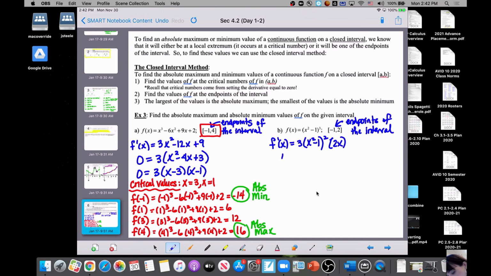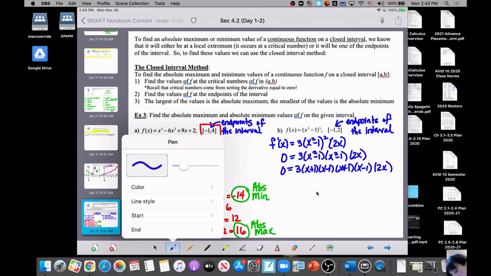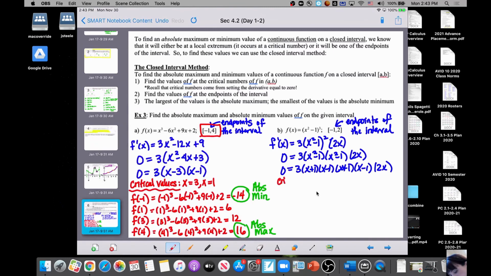And I want to know where this is equal to 0. Don't multiply it out. That's just more work for you. X squared minus 1 squared, keep in mind, is x squared minus 1 times x squared minus 1, because there's 2 sets of x squared minus 1. And x squared minus 1, we know, is a difference of squares. That factors into x plus 1 and x minus 1. So we get x plus 1, x minus 1, x plus 1, x minus 1, and 2x. And so now the next step is, what are our critical values? Well, those are any values that make those factors 0.